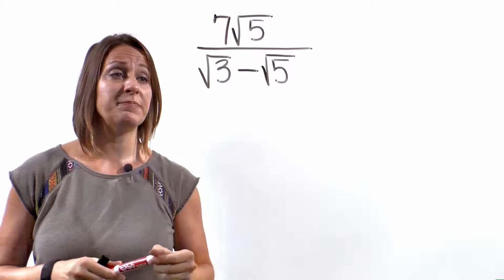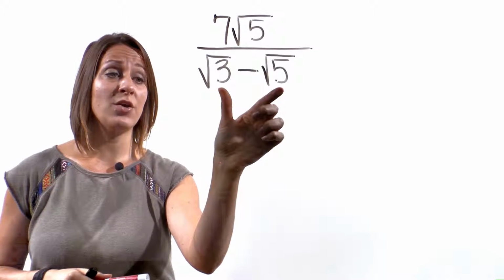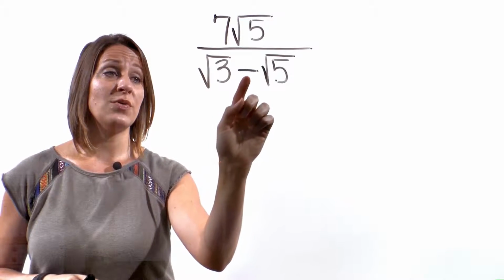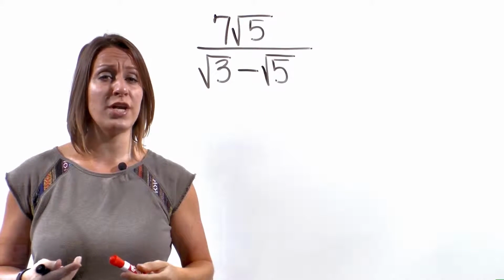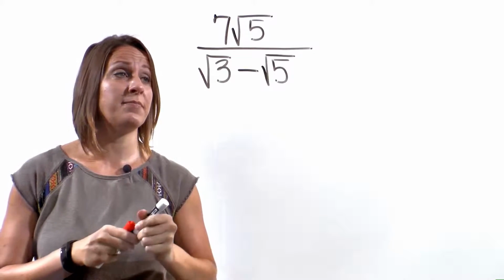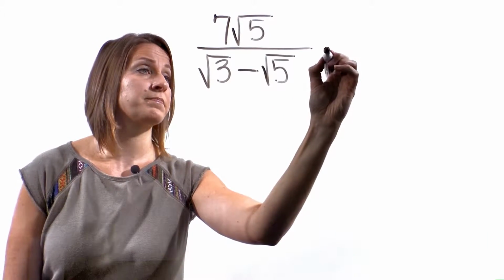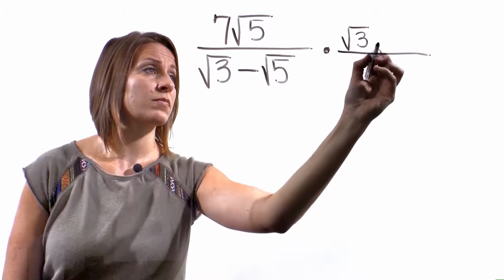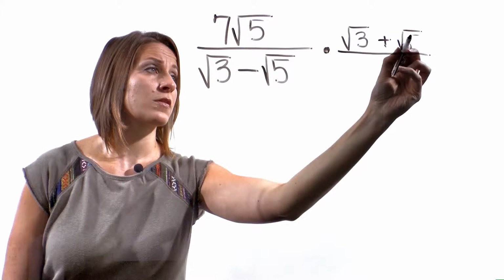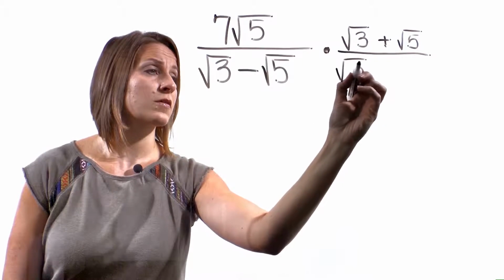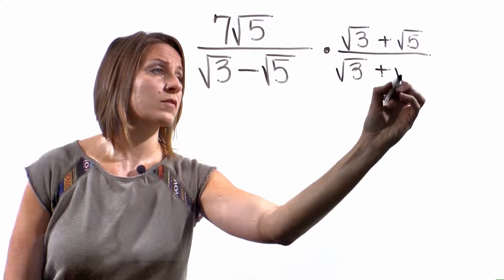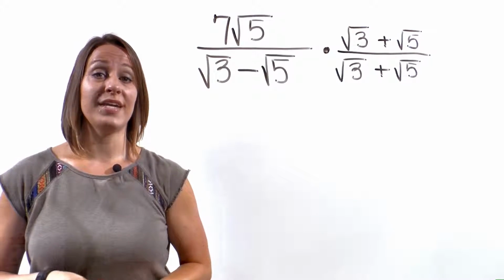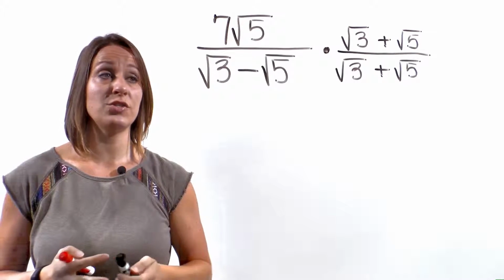The conjugate is the binomial in the denominator, except the sign has changed. So instead of a negative sign or a subtraction sign, it will be a plus sign. Okay, now we're ready to multiply straight across.